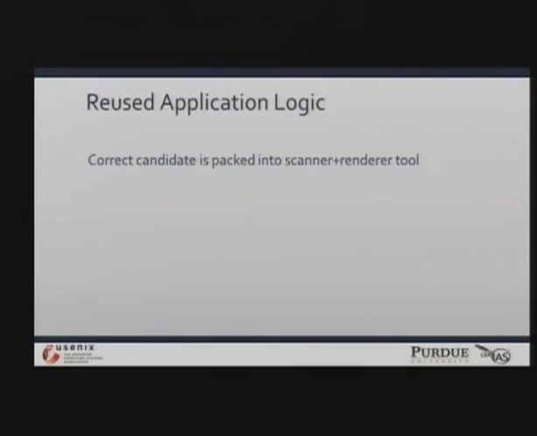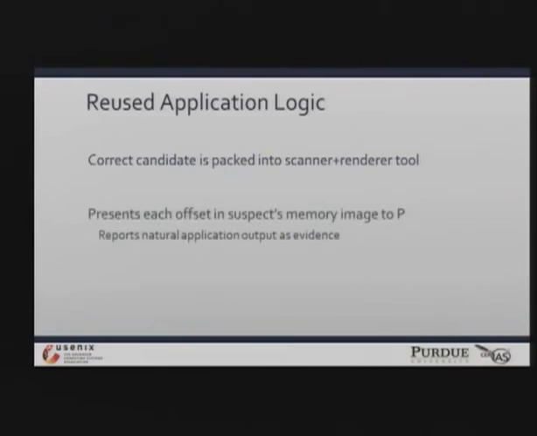So once you've identified that correct entry point candidate, DSCRETE's just going to package up that logic into a scanner plus renderer tool. And the scanner plus renderer tool works in the same way, using cross-state execution. You're going to feed in a suspect's memory image, and it's going to present each offset in that memory image to the P function. Using cross-state execution, eventually it will hit the real data structure that's in that memory snapshot and naturally output the evidence. And again, this tool can now be distributed to various field investigators or things like that to be reused in all future investigations of this app.